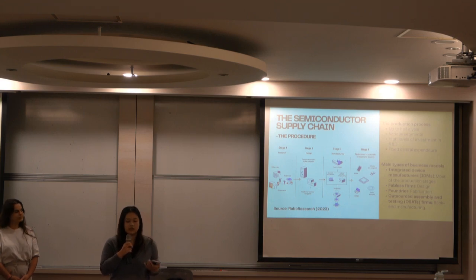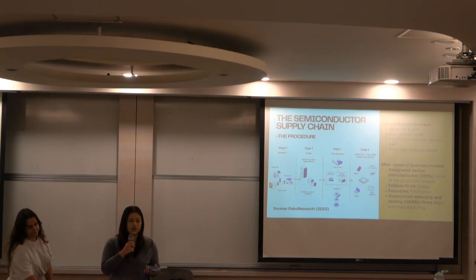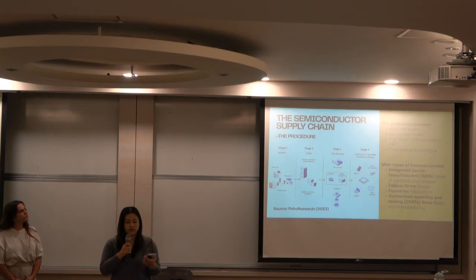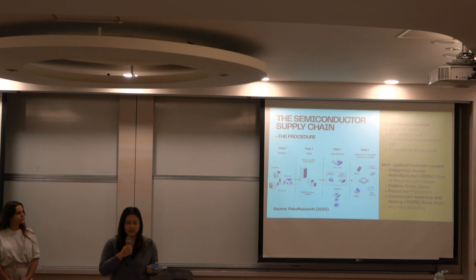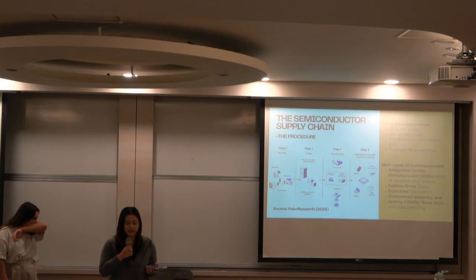And we can know that the production process is really complicated, and most of the time it takes up to half a year to be finished, because they need various segments to do it. So it needs high levels of investment in research and development. And because of this, they have some main types of business models because they need to be specialized. The first one is the IDMs, which handle most of the production stages, and the next one is the fabless firms for design, and the third one is foundries for fabrication, and the last one is outsourced assembly and testing for the back-end manufacturing.